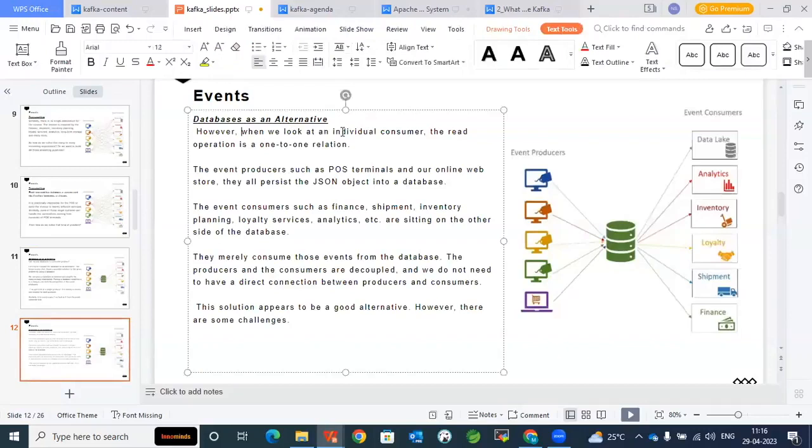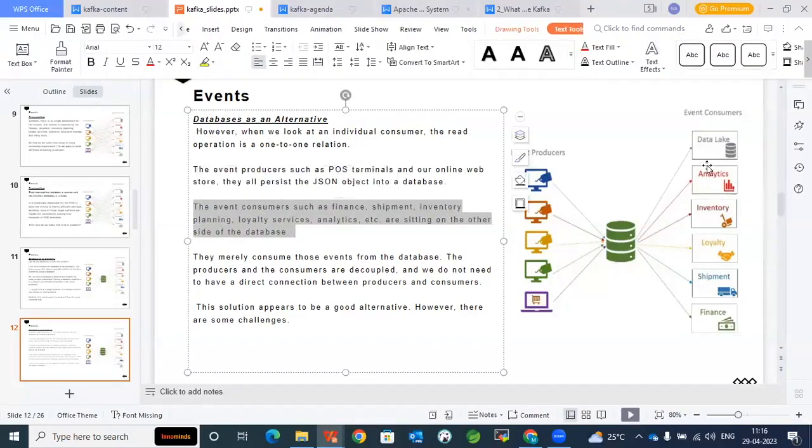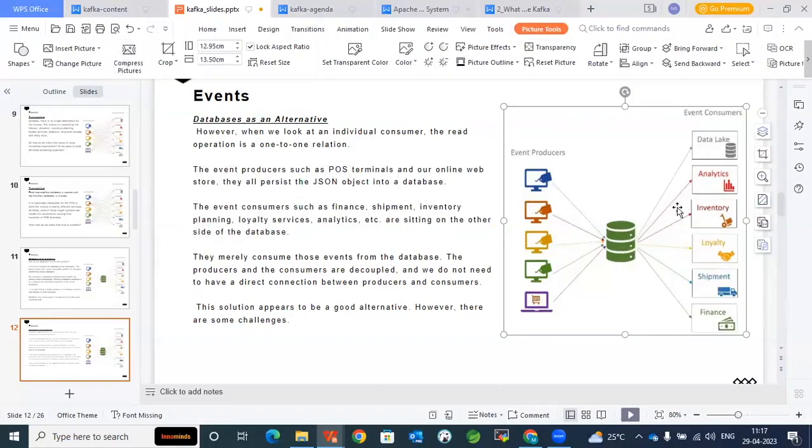Okay. So if we look at an individual consumer, then this is fine. The event producers such as POS terminals and our online web store all persist the JSON object into a database. Let's say this is MongoDB or let's say DynamoDB. So each and every POS machine is storing the invoice as a JSON object into this database. Consider the event consumers such as finance, shipment, inventory, planning, loyalty services. These are all on the other side of the database, right? So on the other side of the database, these are all consumers of the database and are taking the data from the database. So they merely consume those events from the database.